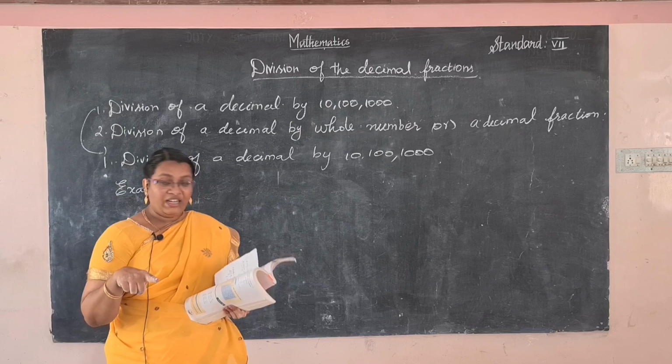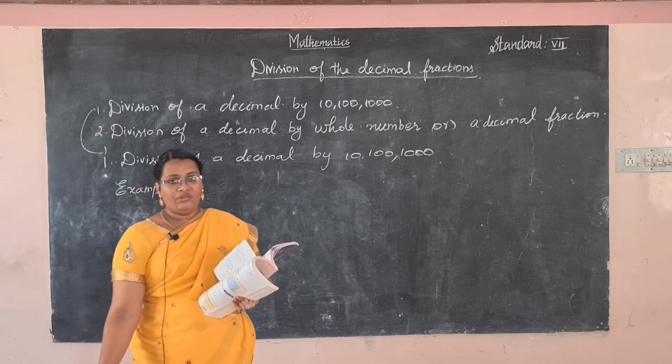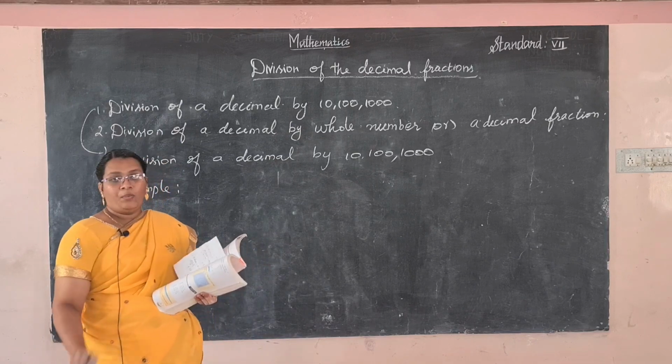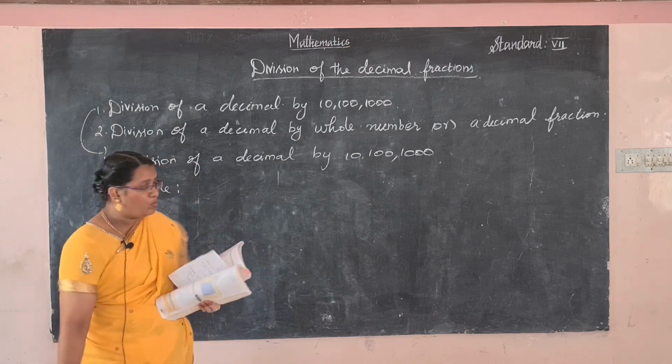Clearly, he has to divide 25 by 10. Okay, 25 by 10, we get how many chocolates? 2.5. The decimal value is 2.5.